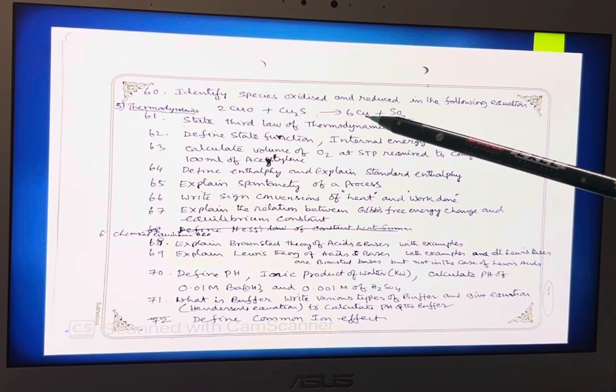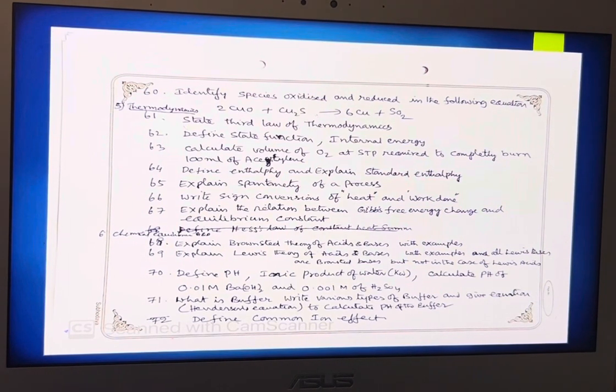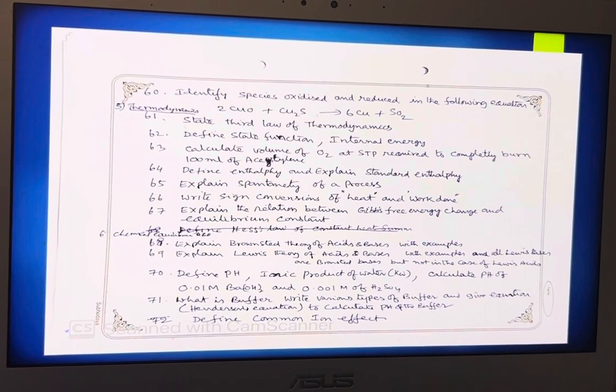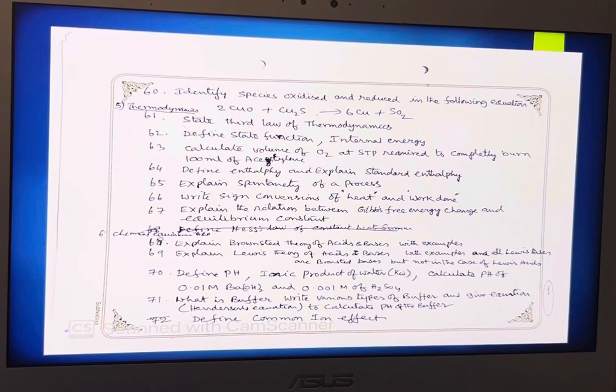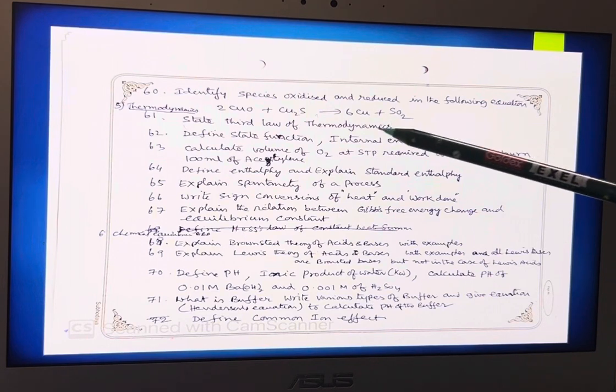2CuO plus Cu2S gives rise to 6Cu plus SO2. So, we have to find out the oxidation number. If the oxidation number increases, that is oxidation; decreasing the oxidation number is reduction. That which undergoes oxidation is called the reductant, and that which undergoes reduction is called the oxidant. So, first of all you have to know the oxidation numbers and the change in oxidation states. State third law of thermodynamics.